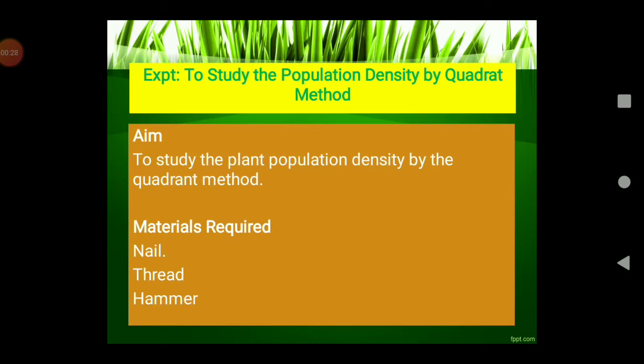Now, let's see what is our aim, material required, and the procedure. Our aim is to study the plant population density by quadrat method. And what are the materials required? Nail, thread, hammer, and a small garden area where we are going to study the plant species count.